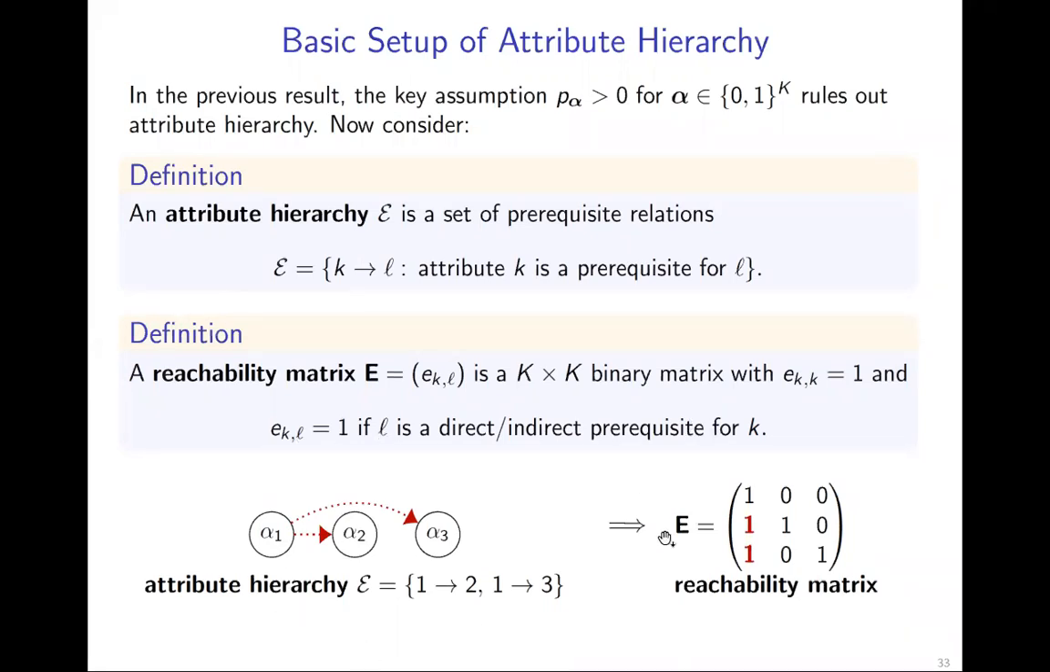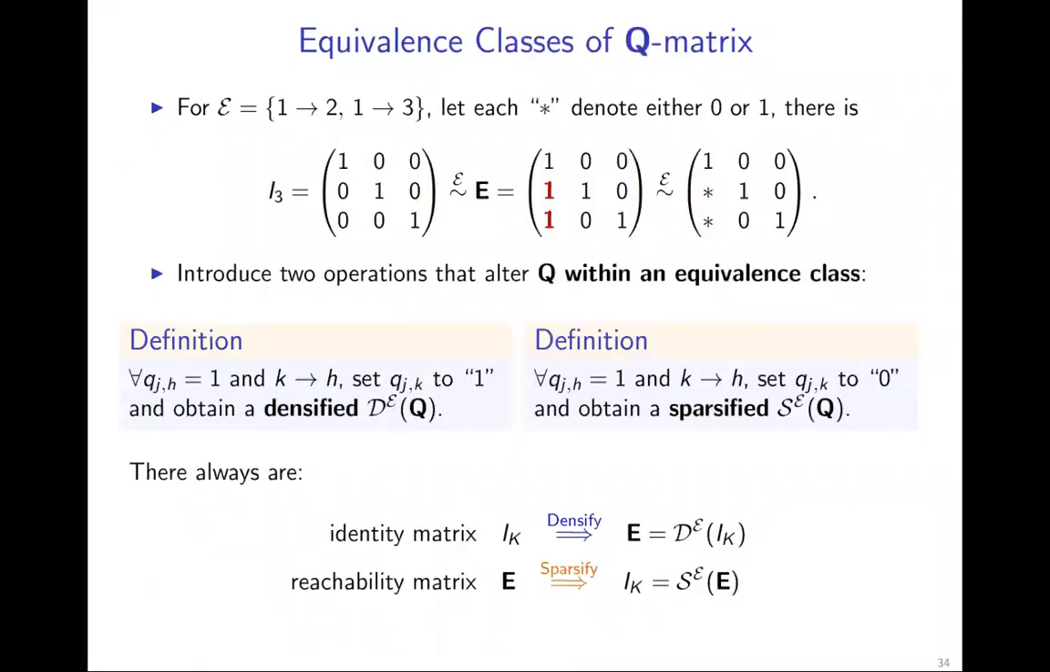We can see this from this toy example that suppose we have a hierarchy where alpha 1 is the most basic attribute, and it serves as prerequisite for the remaining 2 attributes. Then we would have the 2-1 position and 3-1 position of the reachability matrix equal to 1. So the reachability matrix actually will induce equivalence relation of all the design matrices Q.